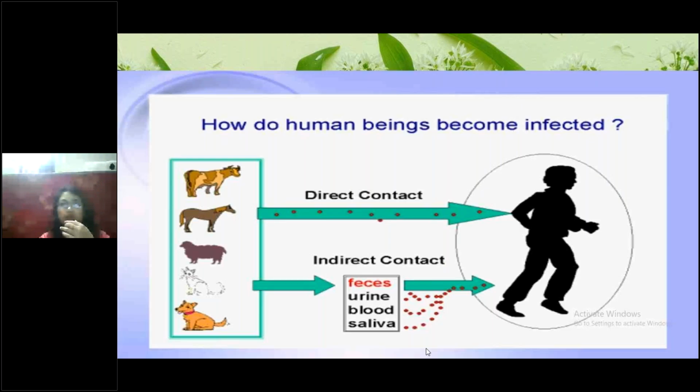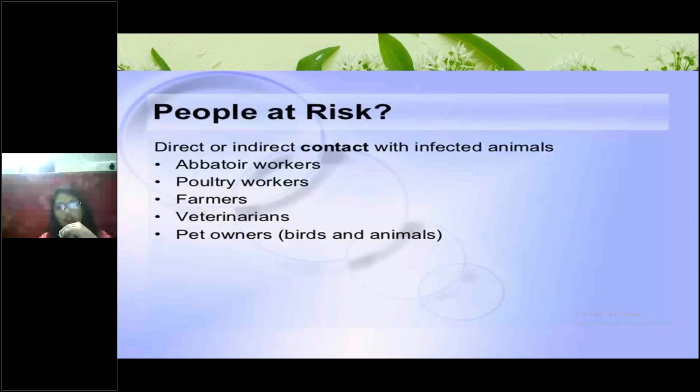As we saw in the video, there can be a direct or an indirect route. For example, directly the person is exposed to the animal, so through direct contact, or through indirect contact like the different body fluids from the animals, or maybe through a vector. So who are most at risk?